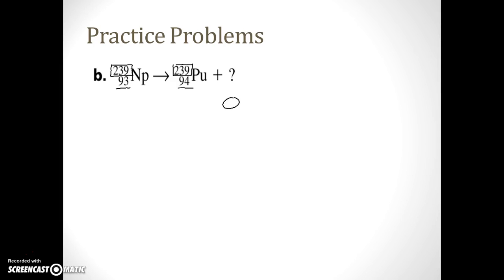94 plus x equals 93. It's like an algebra problem. So we're going to do 94 plus -1. Okay, 94 plus -1 will give us 93. If all you do is write a 1, 94 plus 1 is not 93, it's 95. So make sure you're not making that mistake. 94 plus -1 will give us 93.